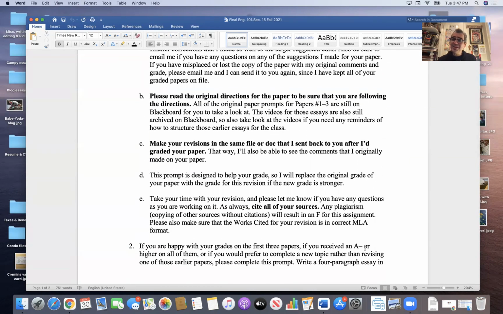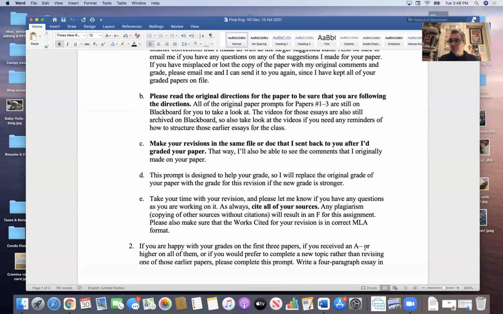I also recommend taking a look at the original directions for the paper. All of those are still up on Blackboard. In some cases, students struggle if they hadn't looked at the directions carefully or only looked at a portion of the directions. So this is also a good opportunity to go back to one of those earlier papers, especially the first or second one, when we were still kind of getting our routine for the class, where you were getting used to writing these papers every couple of weeks.